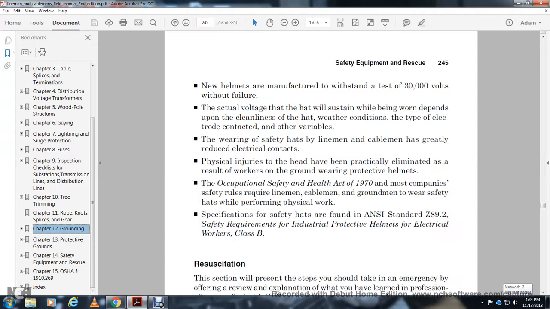Wearing safety hats, linemen and cable workers generally have reduced electrical contact. Physical injuries have been greatly reduced as a result of workers wearing protective helmets. Under the Occupational Safety and Health Act of 1970, most company safety rules require linemen and cable workers on the ground to wear safety hats while performing physical work. Specifications of safety hats are found in the ANSI standard Z89.2.